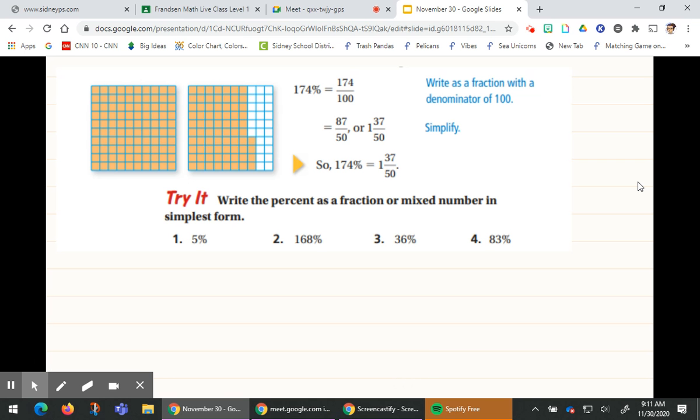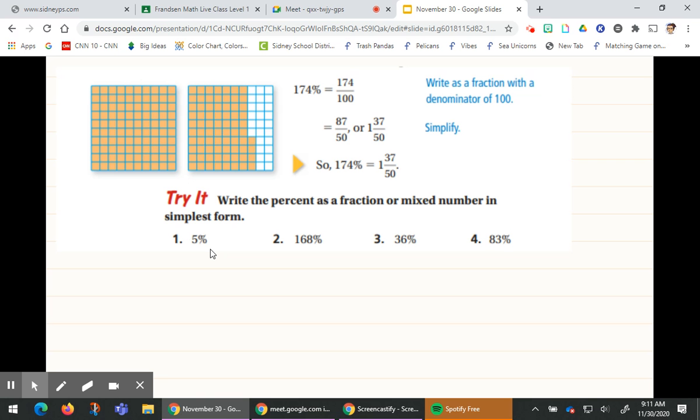Now, get your markers ready. 174% looks like this. Okay, and we can simplify that fraction and we get 1 37/50. I want you to write this percent as a fraction in its simplest form. 5%.